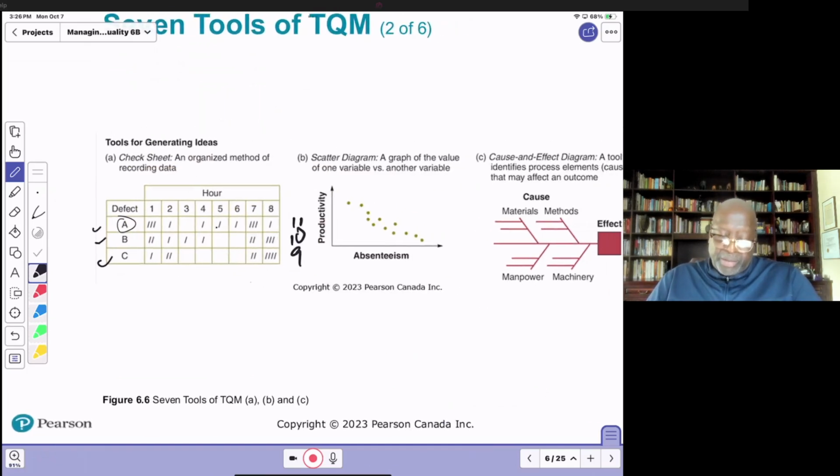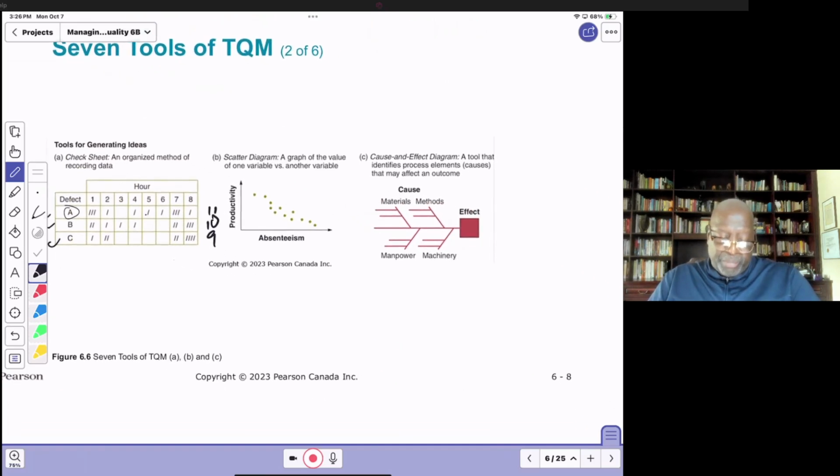Here's the scatter diagram showing productivity versus absenteeism. Is there some relationship between them? When absenteeism is high, you expect productivity to be low. And so clearly it shows that there's some kind of negative relationship between those two.